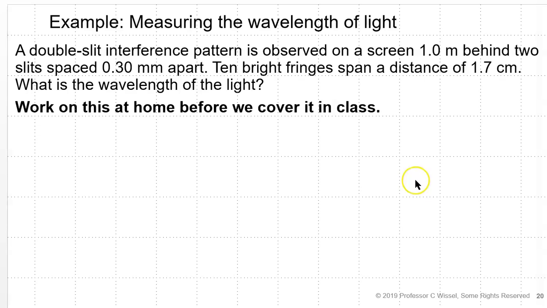A double slit interference pattern is observed on a screen 1 meter behind two slits spaced 0.3 millimeters apart. 10 bright fringes span a distance of 1.7 centimeters. What is the wavelength of light?